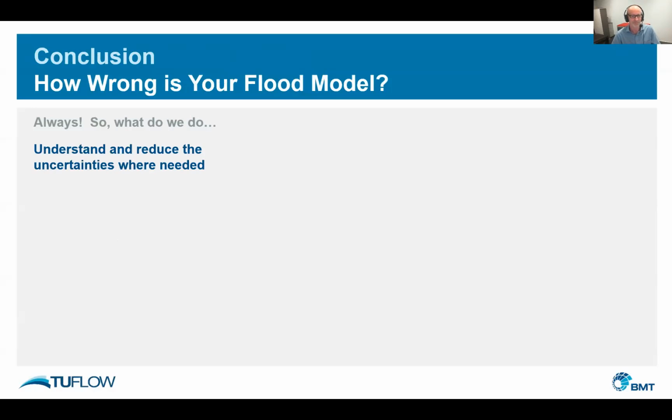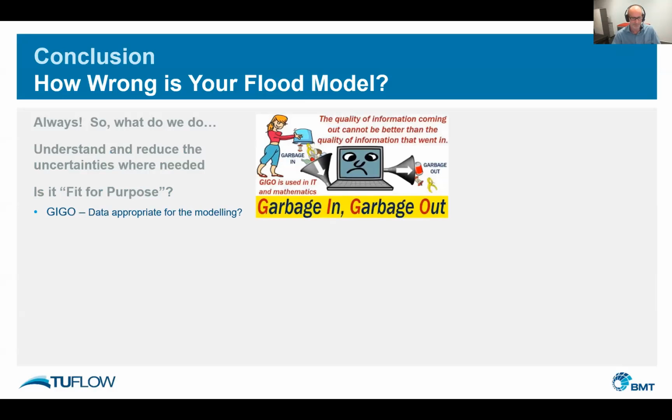What we need to do as modelers is understand and reduce the uncertainties where needed, and if needed. You may well have a great data set, a great bit of software and a great calibration data set and be in a good space, but often we're not in that space. So we have to decide, is our model fit for purpose? Is the data going in okay? If you put garbage in, you'll get garbage out. So make sure that the data is appropriate for the level of accuracy of modeling that you've been asked to do.